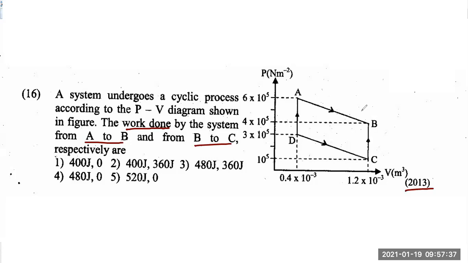I think the arrow must be interchanged. There must be a printing mistake in this question. The arrow must be interchanged, I guess. So they are saying B to C. Okay.